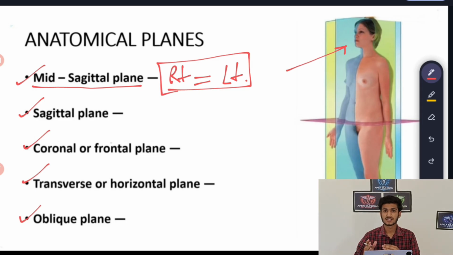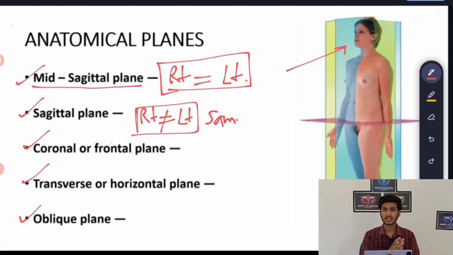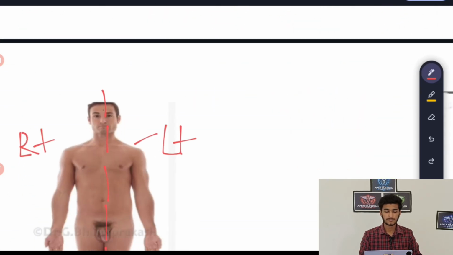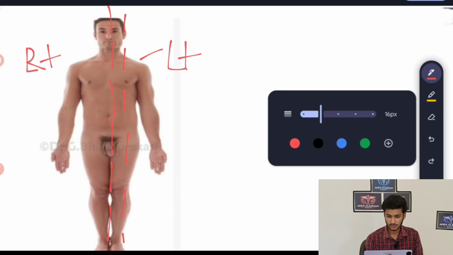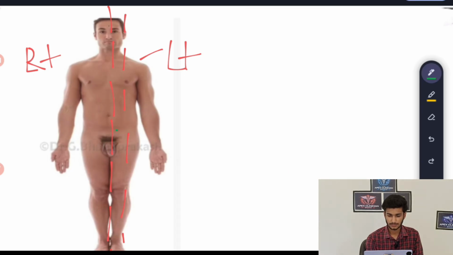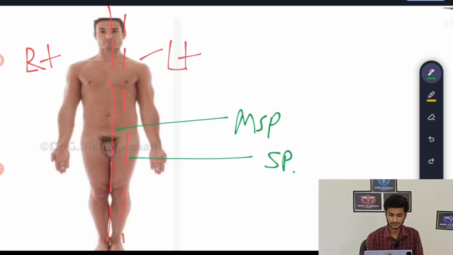Then the other plane is the sagittal plane. The sagittal plane is the same as the mid-sagittal plane, but here we get two unequal halves. In the mid-sagittal plane, we get equal halves, but in the sagittal plane, we get unequal halves. The point you should remember is that the sagittal plane is always parallel to the mid-sagittal plane. So here we can write that the sagittal plane is parallel to the mid-sagittal plane, but the right half is not equal to the left.